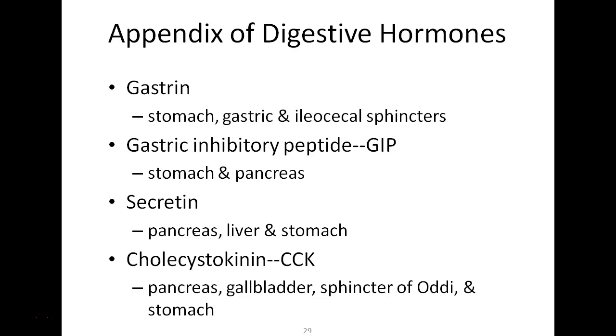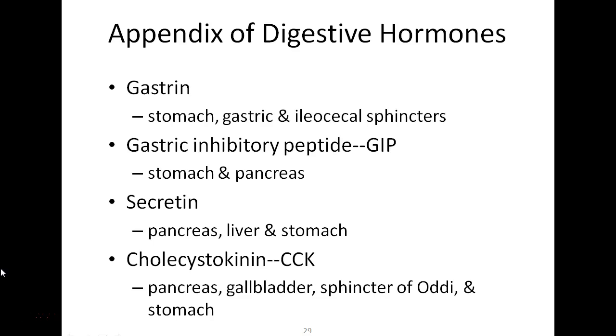And then lastly, we start wrapping up our discussion by talking about digestive hormones. What are some important hormones that have functions for digestion? We start with gastrin. Gastrin is going to be in the stomach, and we find that in the gastric and ileocecal sphincters. Gastrin is a hormone that stimulates stomach secretions and motility.